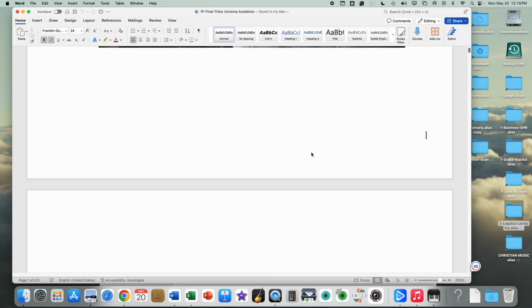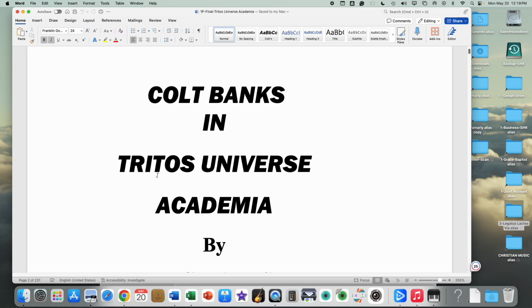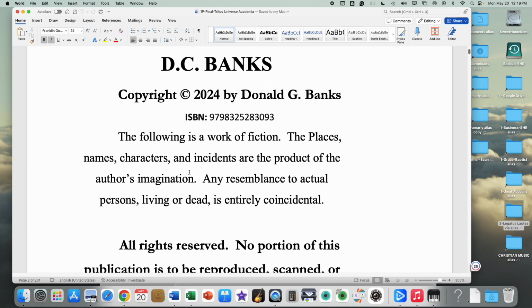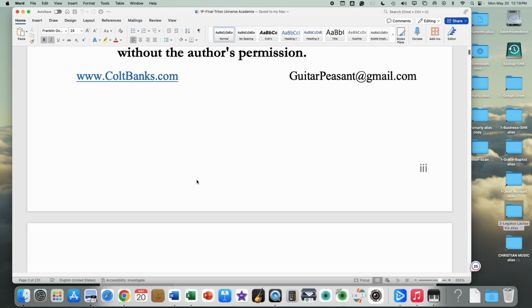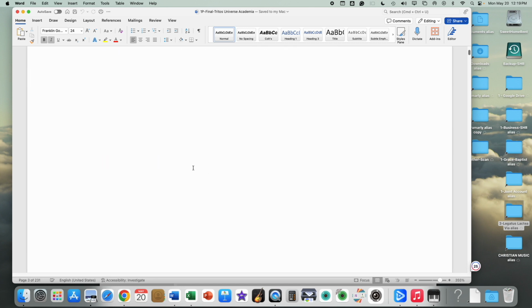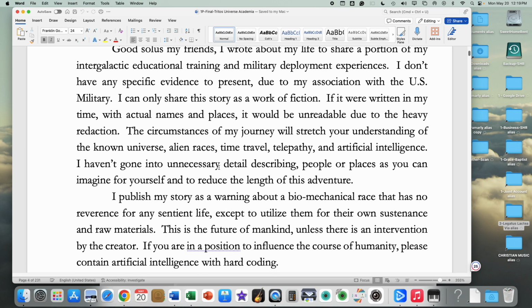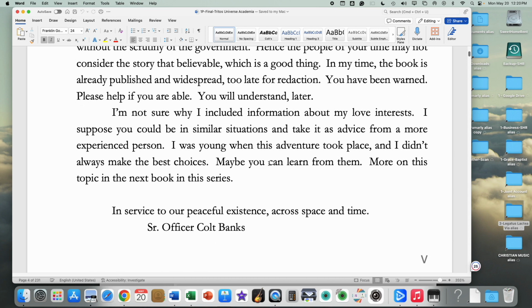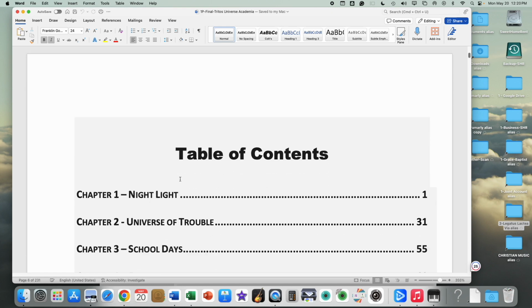So here you have i, and then on the back of that page, at the beginning of the novel, you have ii, and then you have the copyright page, which is iii, of course, and then we have the back of that page, which is iv, and then we have the introduction to the novel, which is page v, and then we have the back of page v, which is page vi, of course, and then we have the table of contents for the novel.